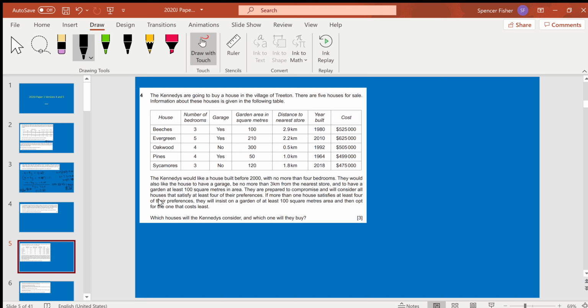Okay, number 4 is similar to number 1 in that it's basically a constant elimination problem. You're just following the rules, trying to sort everything out. So the Kennedys are going to buy a house. There are 5 houses for sale, and then they have this information.